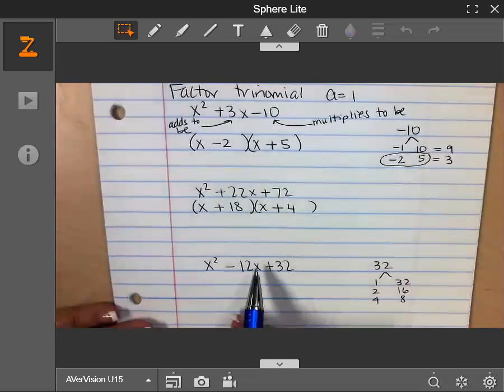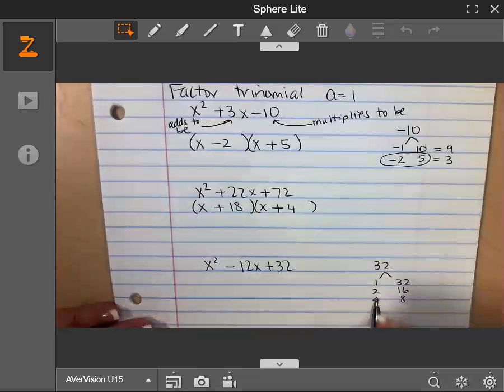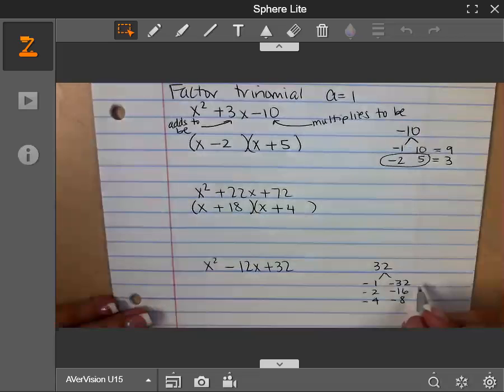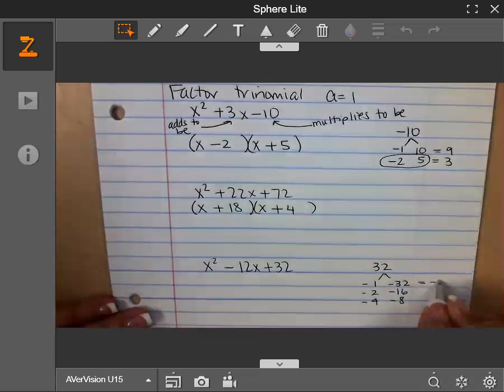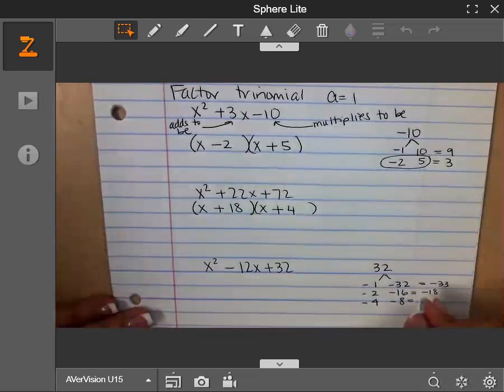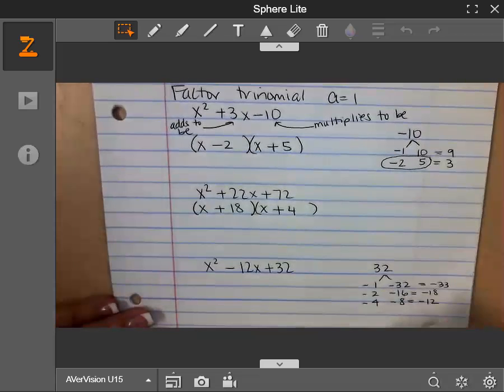Now we want it to be a negative 12, and they both have to have the same exact sign since it's multiplying to be a positive. So the two signs are both going to have to be negative in order to multiply and give me a positive and add and give me a negative. When I combine these, that's negative 33. When I combine these, that's negative 18. And when I combine these, that is negative 12, which is what we were looking for.